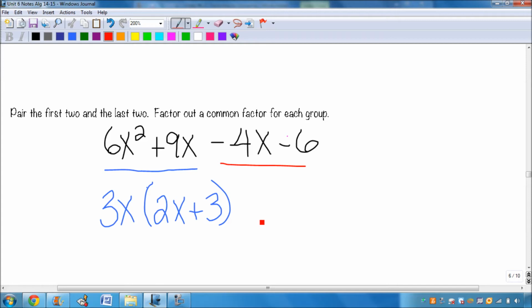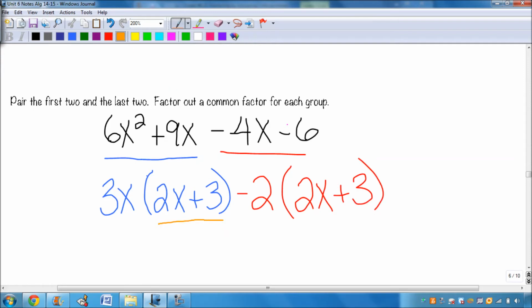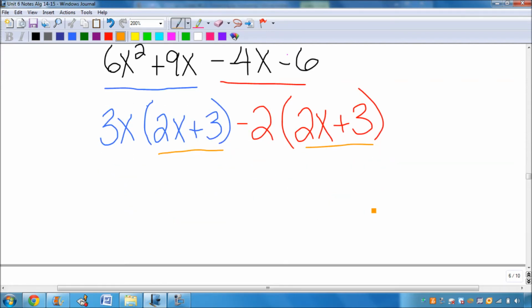So I'm going to factor out a negative. What's in common with -4x and -6? -2. And then when I factor that out, I end up getting a +2x and a +3. This only works if this and this are exactly the same. And they are.